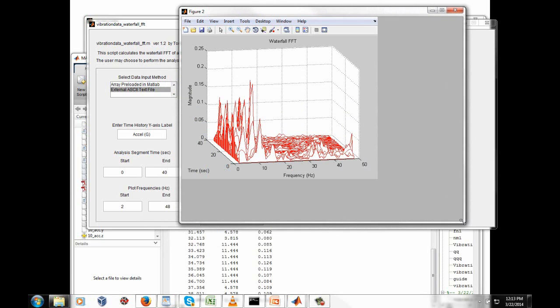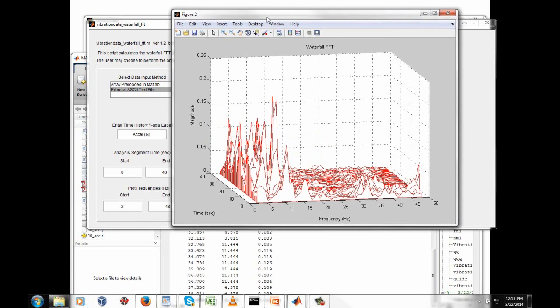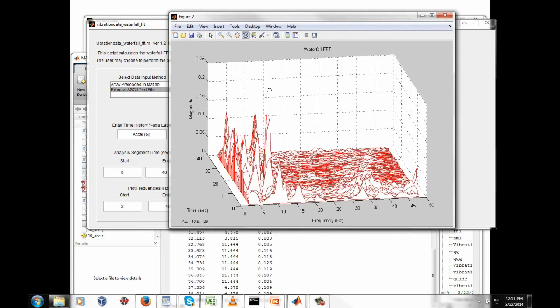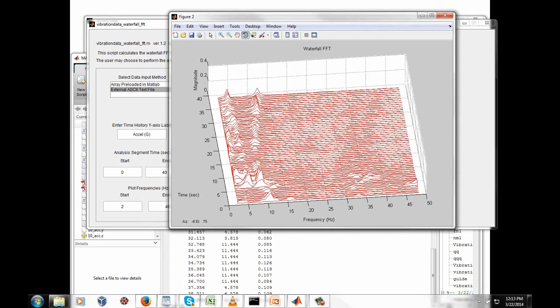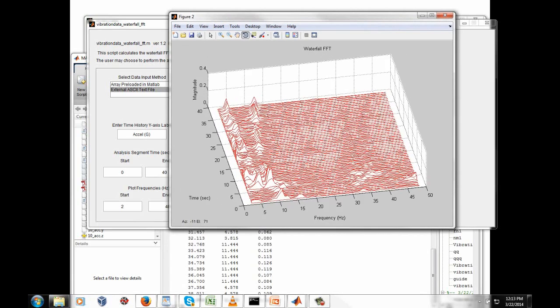So here's our Waterfall FFT. I like this a little better. It's more of a three-dimensional type plot. So we have our magnitude along the y-axis. Well, I guess that's the z-axis, I should say. We have our time in seconds, frequency in hertz. The magnitude is proportional to acceleration in g's. And we're not going to be very concerned what the absolute magnitude is. We're more concerned about what the relative magnitude is from peak to peak.